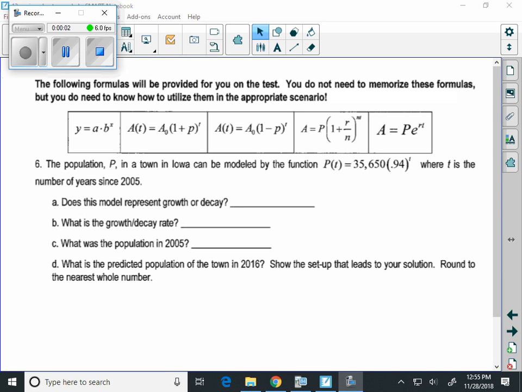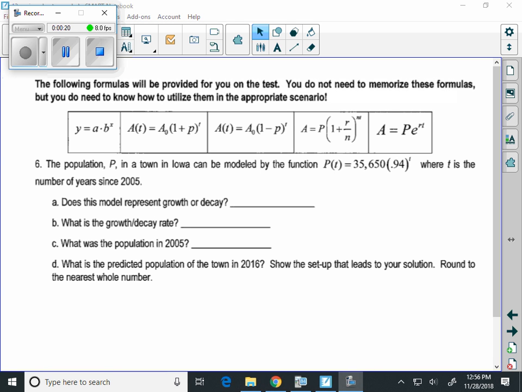Following formulas will be provided for you on the test. You do not need to memorize these formulas, but you do need to know how to use them in the appropriate scenario. So as we take a look at problem number 6, the population P in a town in Iowa can be modeled by this function, where T is the number of years since 2005.